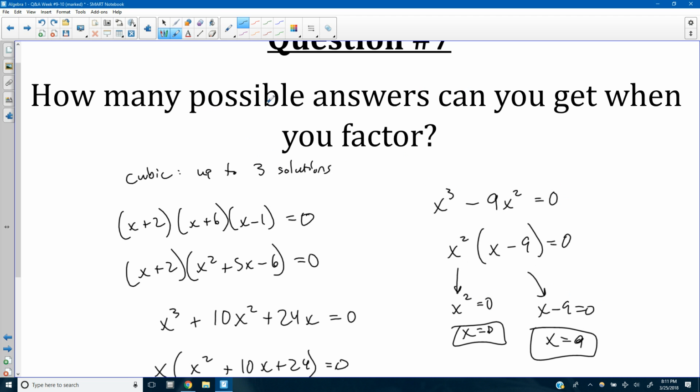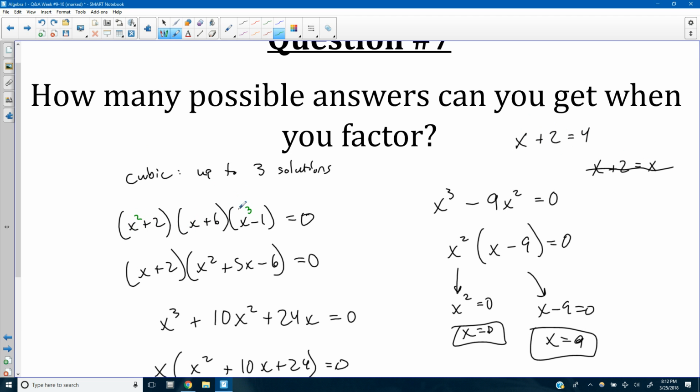So how many possible answers? It's based on the degree. That's why all linear equations, like x plus 2 equals 4, can have 1 or 0 solutions. What if it said x plus 2 equals x? Well, this is no solution. So anyway, a linear can have 1 or 0, a quadratic can have 2, 1, or 0, etc. The other thing I wanted to mention was in factored form, I should be able to know what kind of polynomial this is. This is a cubic. What is this one?